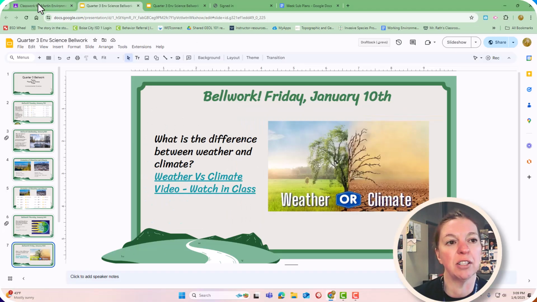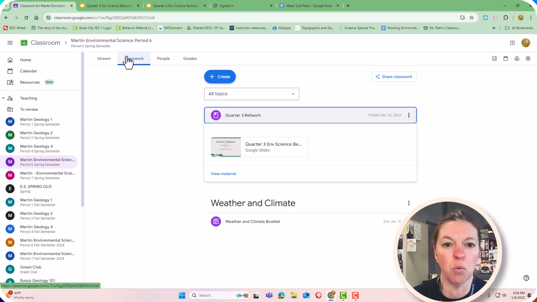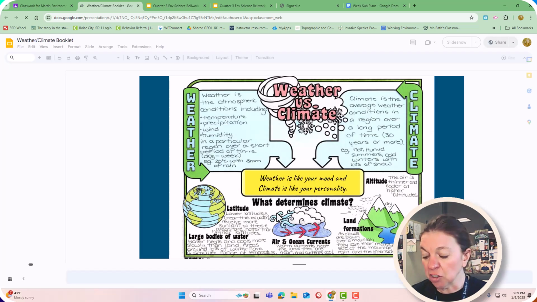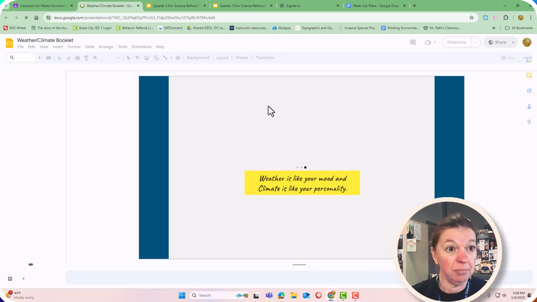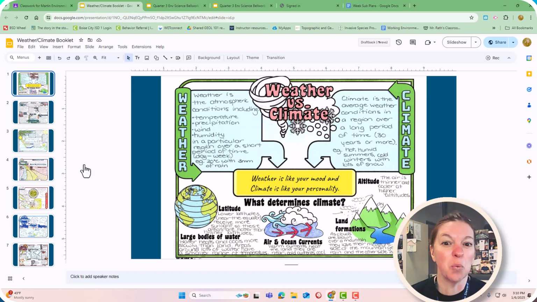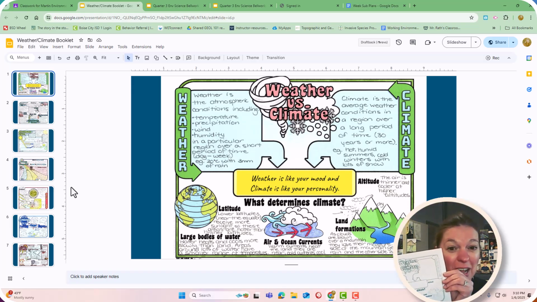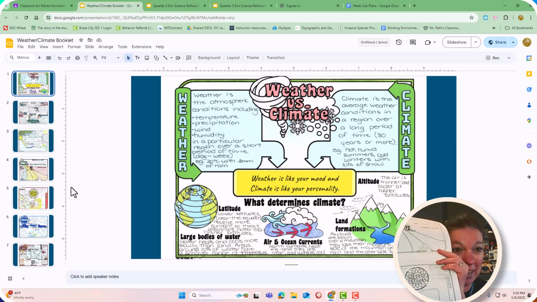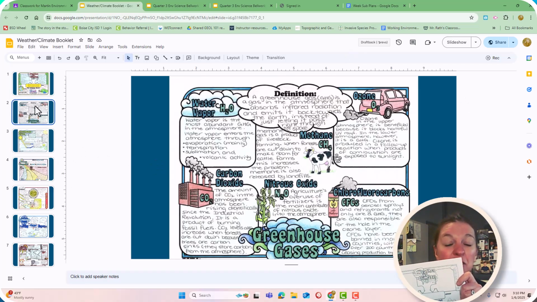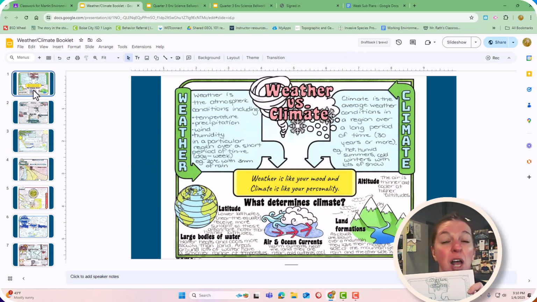As far as what you're going to be working on the majority of the week, it's this weather and climate booklet. All the answers are in Google Classroom, where it says weather climate booklet. You're going to take your blank packet and fill out all of the blanks with the information that you see on each of these slides. So you have information about what's weather versus climate, and what determines climate.